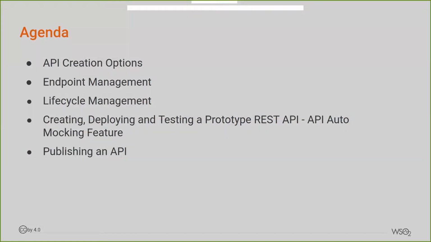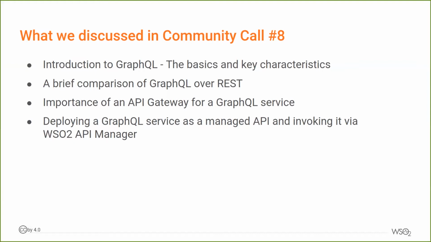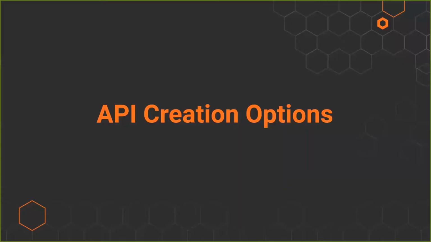In the last community call, we discussed the GraphQL support in WSO2 API Manager. We started the session with an introduction to GraphQL with the basics and the key characteristics. There was a brief comparison of GraphQL over REST, and we discussed the importance of an API gateway for a GraphQL service. And finally, we ended our session by seeing how to deploy a GraphQL service as a managed API in WSO2 API Manager.